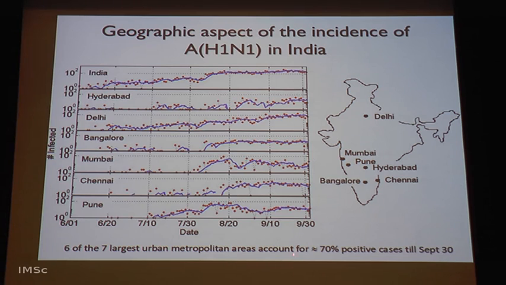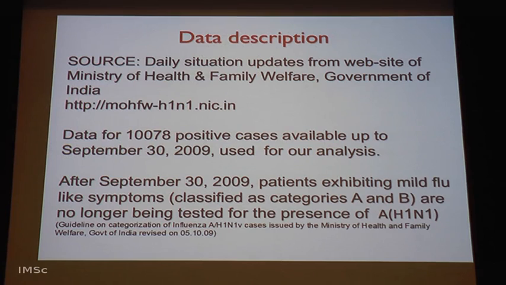This justifies our assumption, because all the urban areas in India are well connected through the rapid railway transport system as well as air routes. The source of the data is the daily situation updates from the website of the Ministry of Health and Family Welfare, Government of India. We have used positive cases up to September 30th.